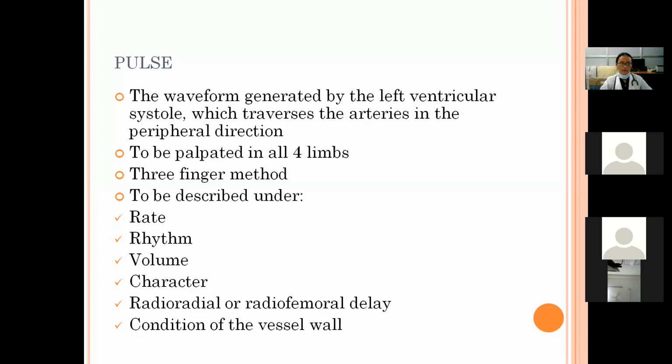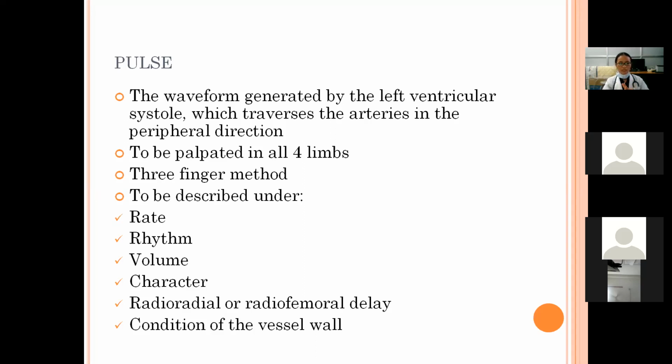So that is the 3-finger method of seeing the pulse, and the pulse has to be described under the following six headings: the rate, the rhythm, volume, character, whether there is a radioradial or radiofemoral delay, and finally you also have to comment on the condition of the vessel wall. The rate is the number of heartbeats or pulses per minute. It has to be counted for at least 30 seconds to comment on the pulse.